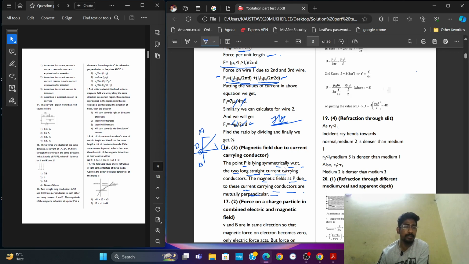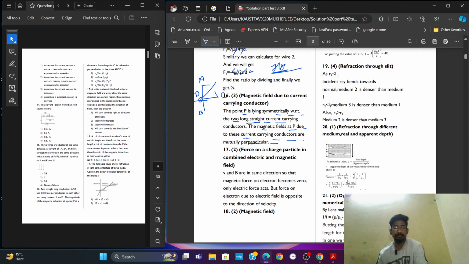Now moving on to the next question. A uniform electric field and a uniform magnetic field are acting along the same direction in a certain region. If an electron is projected in the region such that its velocity is pointed along the direction of the fields, then the electron... The magnetic force F is given by q v cross B, that is, qvB sin theta.